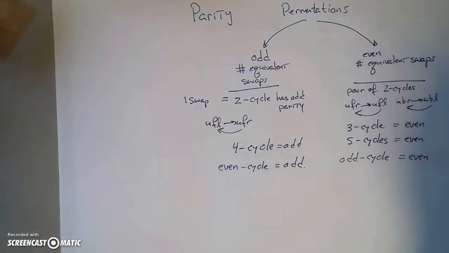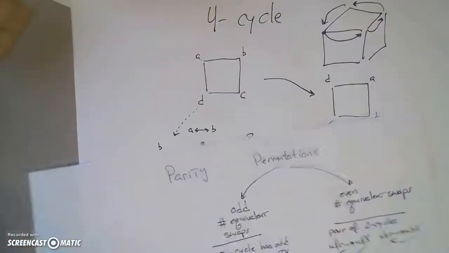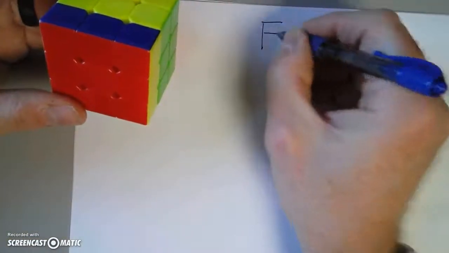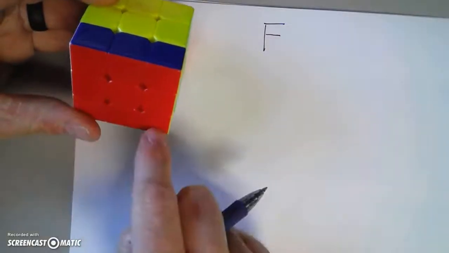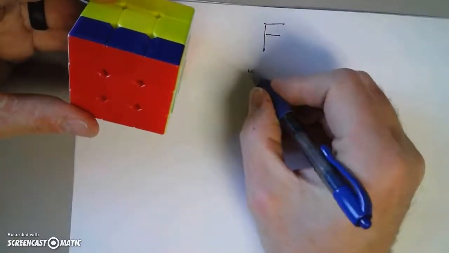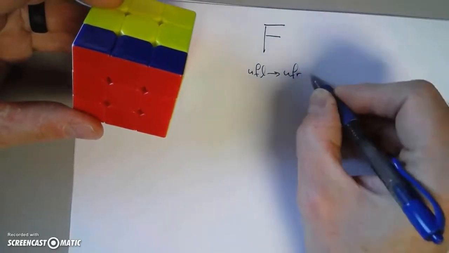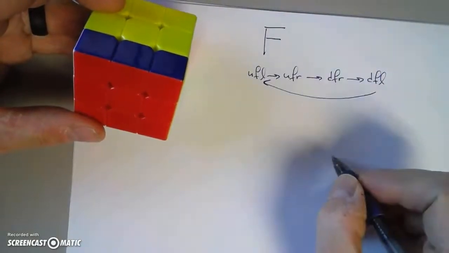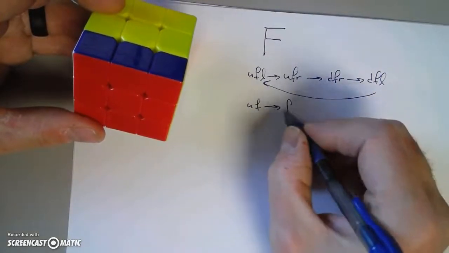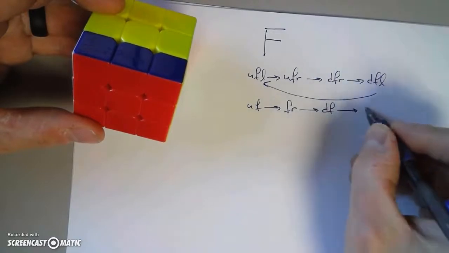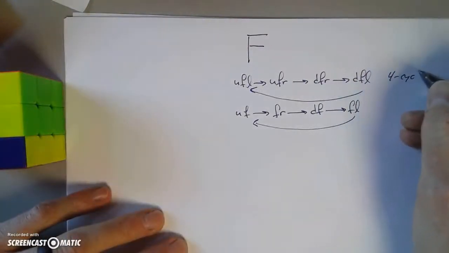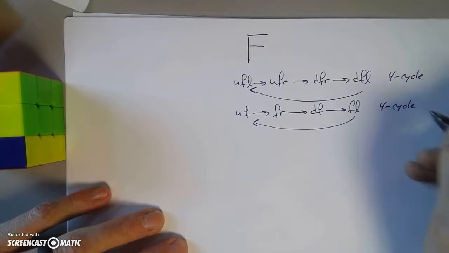So what do we do with this? Well, let's look at a permutation. We'll look at a simple one first. Let's look at, say, F. Well, F moves 4 corners and 4 edges. You may want to verify that up front left goes to up front right, goes to down front right, goes to down front left, and back again. And that the up front edge goes to the front right edge, goes to the down front edge, goes to the front left edge, and back again. So that's a 4 cycle, and this is a 4 cycle.